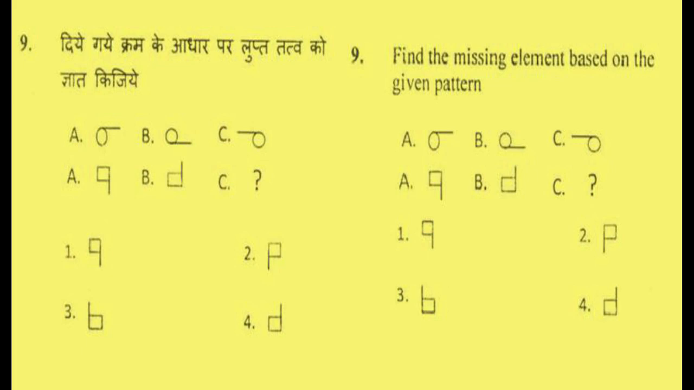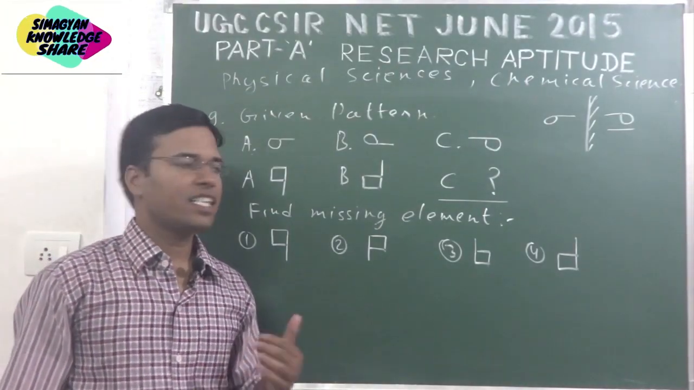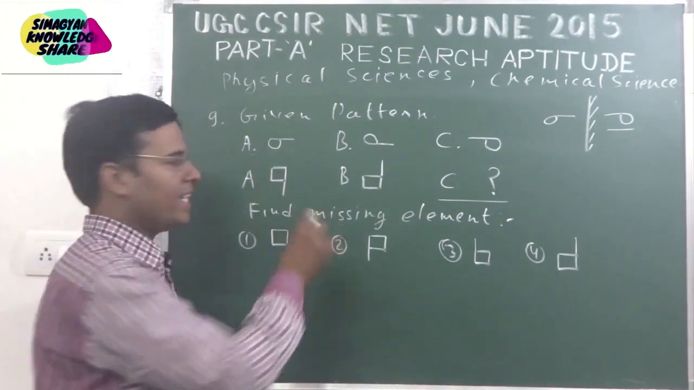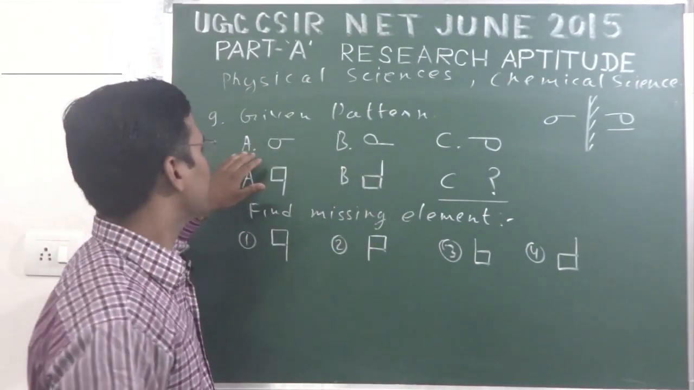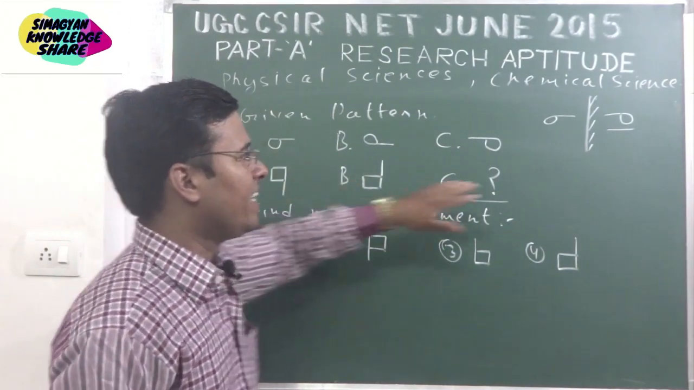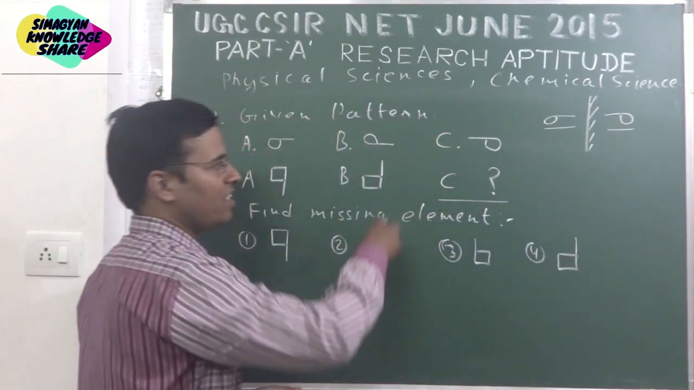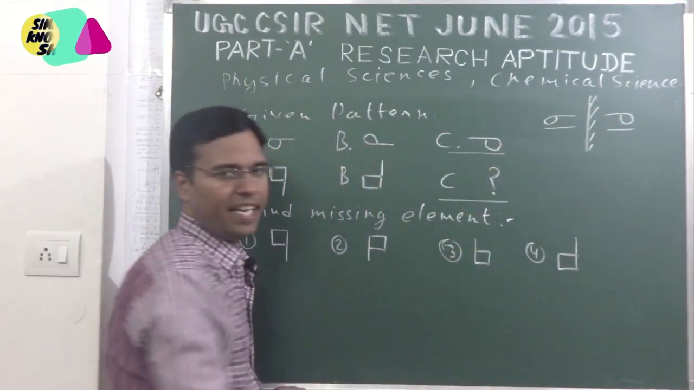The next problem is problem number 9. Find the missing element based on the given pattern. There are two series. In the second series, which is the question series, we will have to find the unknown figure. There are 4 options given. In this problem, there is a given series which consists of 3 figures marked A, B and C. From figure A, if we configure a mirror vertically, then we would get the term C.